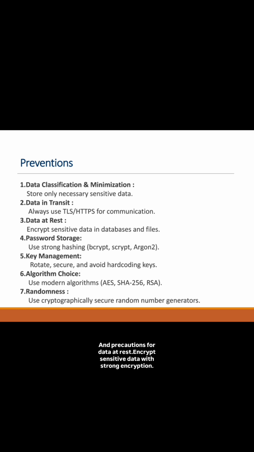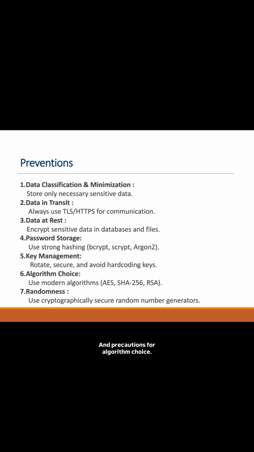And precautions for data at rest. Encrypt sensitive data with strong encryption. And encrypt not only the main database but also the backups and logs. These steps protect the data at rest. And precautions for password storage. Never store passwords in plain text or reversible encryption. Use bcrypt or scrypt, and always add a salt, which is a random value added before hashing to prevent rainbow table attacks. And the precautions for key management. Store keys in a key management service and rotate keys regularly. Never hard code keys in your code or config files.